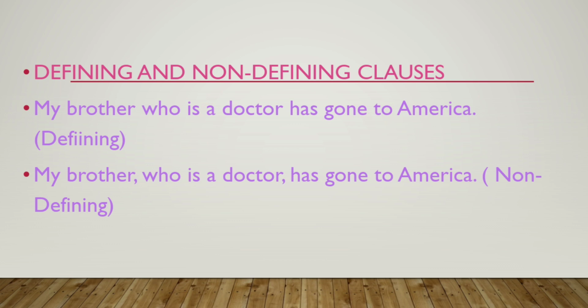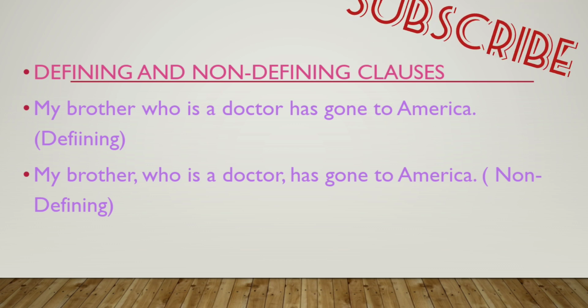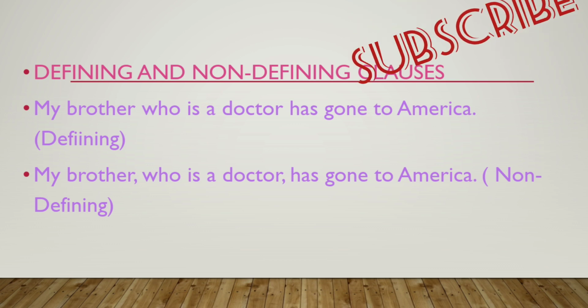Whereas in the case of the second sentence, it goes on like this: My brother, who is a doctor, has gone to America. Here you just have one brother and you are giving additional information about this brother, and that goes on like this: who is a doctor. This who is a doctor is kept under commas. So this is the simplified difference between defining and non-defining clauses.